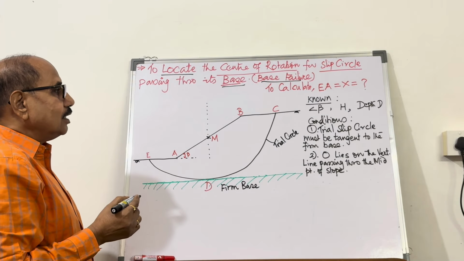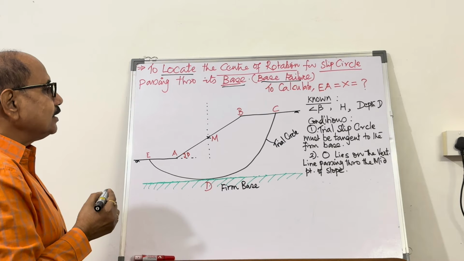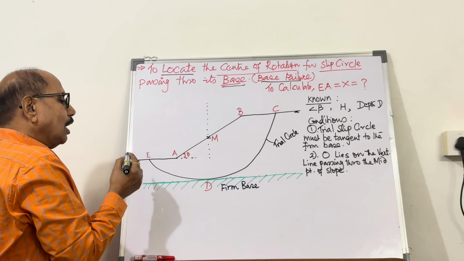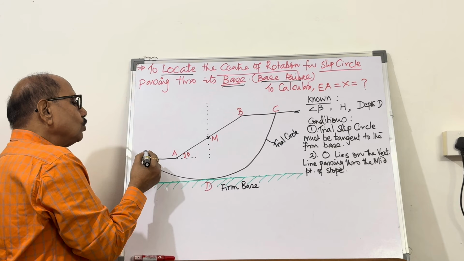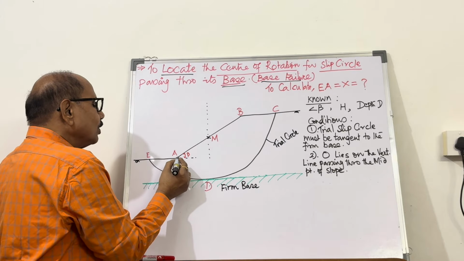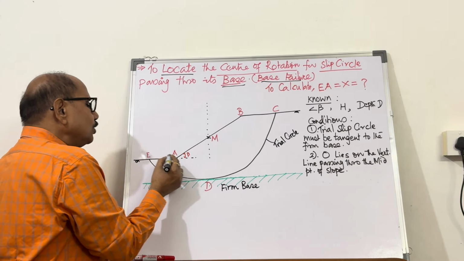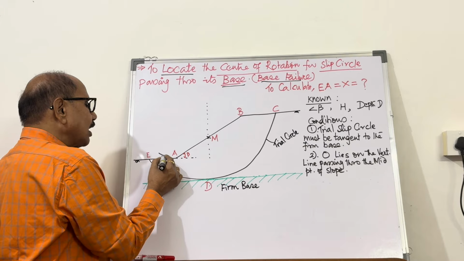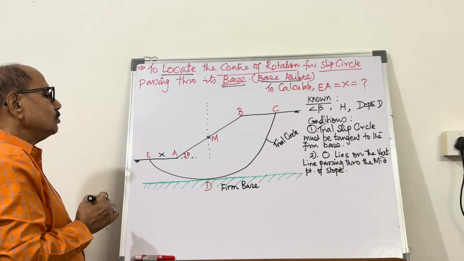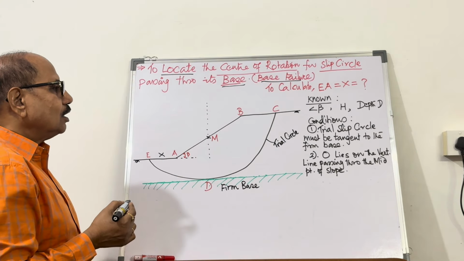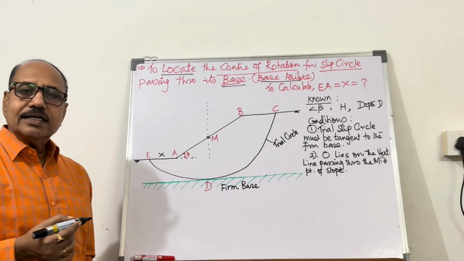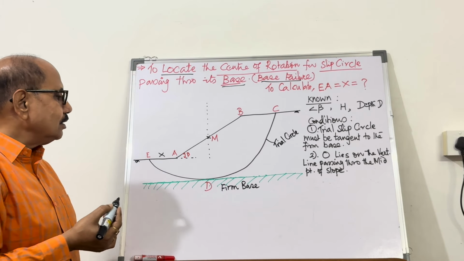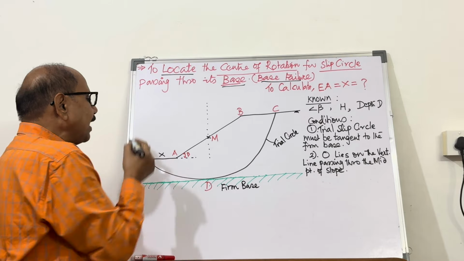So what is important here is, unless you know the magnitude of this value EA, where EA equal to X, you cannot draw a trial slip circle. To draw a slip circle, you need to know the value of X.